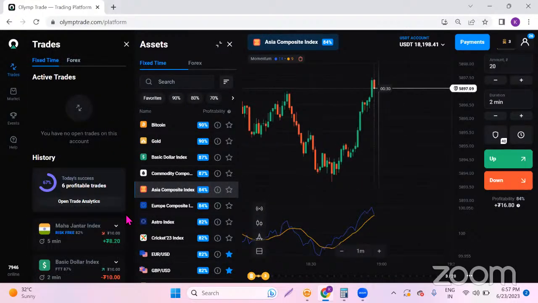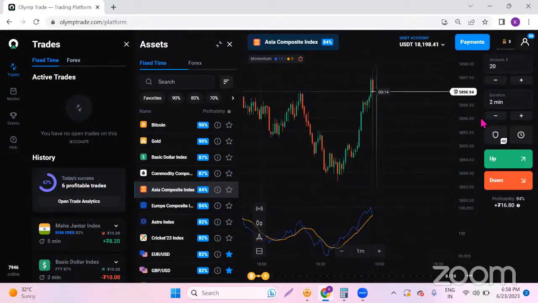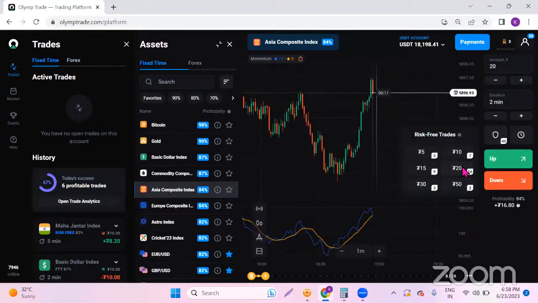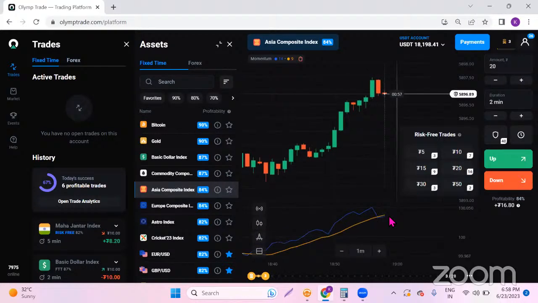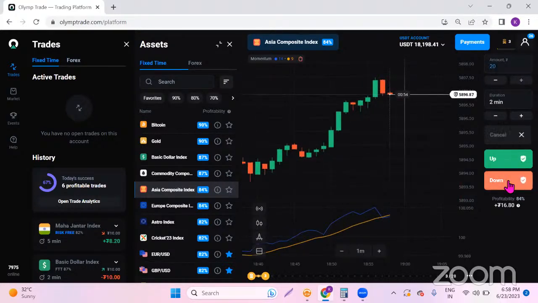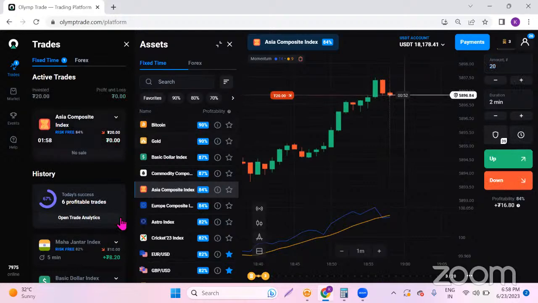So yes, we won the Mahajantar index trade, which is a good thing. Now what we are going to do is we are just waiting for the next candle, and I want to try making a trade here. Maybe I just don't want to risk it, so I might use my risk-free deal. Let's just wait. Okay, so this is not stable, but we can certainly try using a risk-free deal.